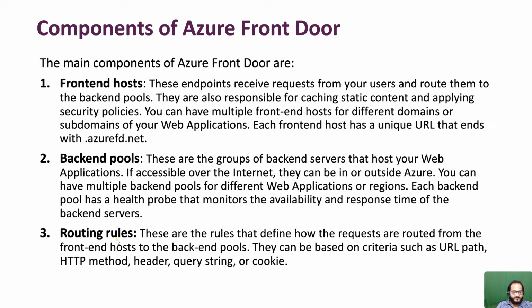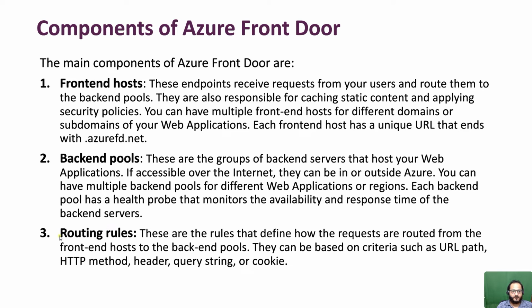Next, we have the third component, routing rules. These are the rules that define how the requests are routed from the front-end host to the backend pool. They can be based on criteria such as URL path, HTTP method, header, query string or cookies. So you should have more clarity on these three main components of Azure Front Door.